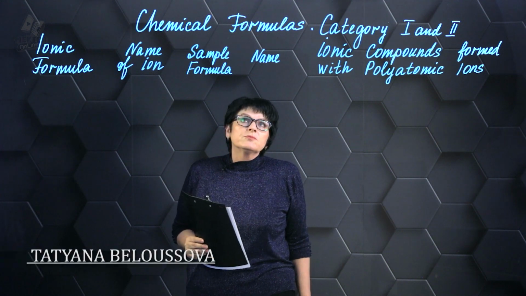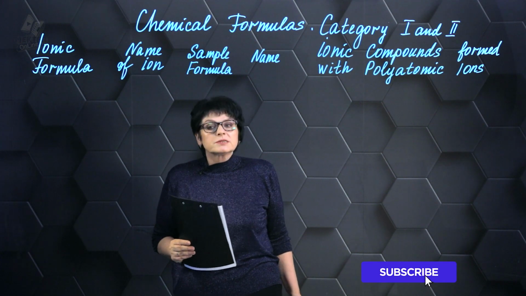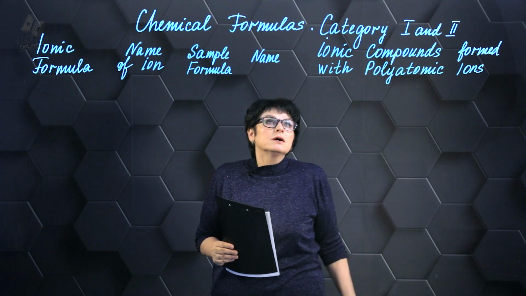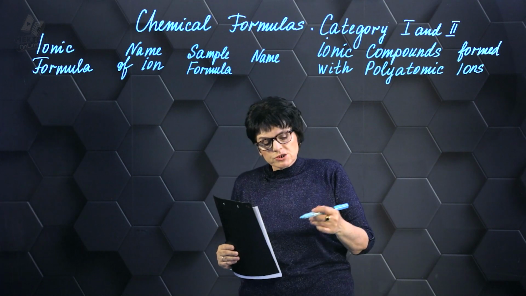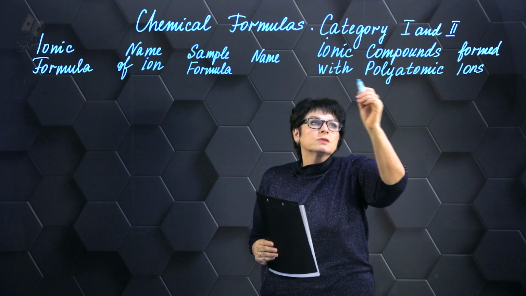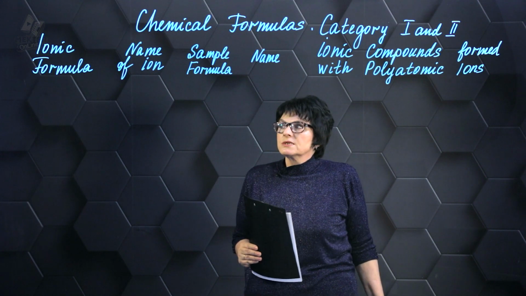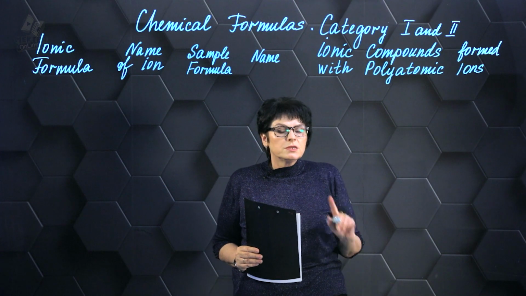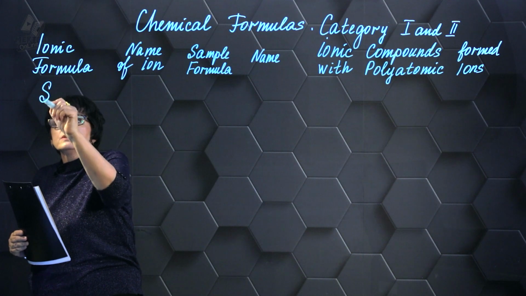Hello, today we are continuing to study chemical formulas and we have now arrived at the next category. This is a category of first and second group ionic compounds, which means metals with constant and variable valency, but which are formed by polyatomic ions, that is, when more complex ionic non-binary compounds are included in the composition of the ionic compound. All right, let's commence with the first example, shall we?